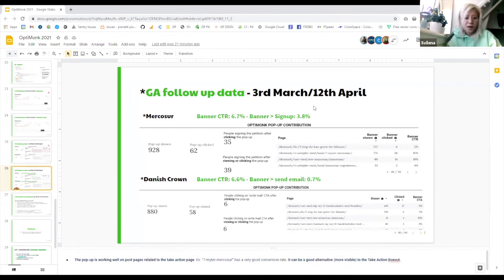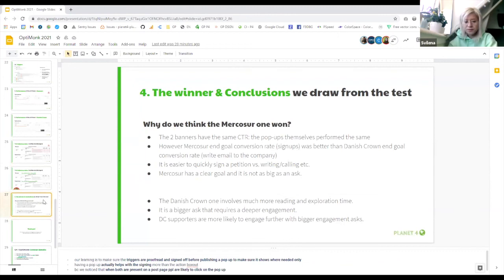And the long story short, the winner, as I said, was the Mercosur agreement, where the ask was a bit lower. It's not really that much of an effort to sign a petition rather than call a company or pressure them with emails, etc. So there was hardly any surprise there. And the other thing is that we need to make sure that whenever we do something, we proofread it, we check it. That was a good learning. Low-level asks, of course, perform better. And yeah, that's pretty much it.